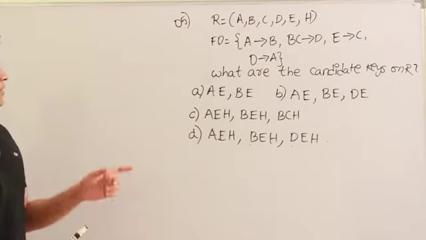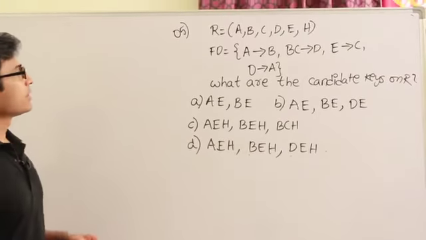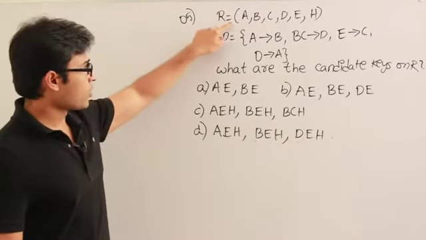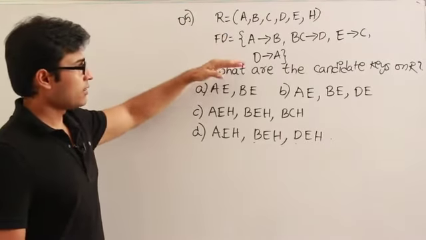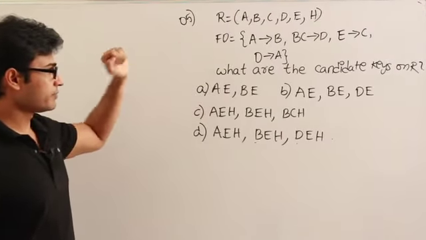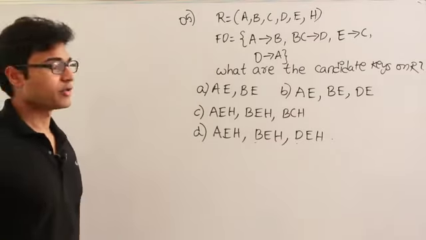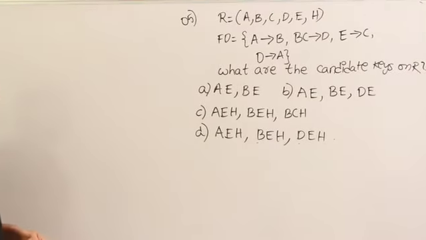Let's see this question. This is given in GATE 2005. They are saying that a relation table is having all these attributes, and the functional dependencies are this, and they want us to find out the candidate keys. The same kind of question. So what is the method?